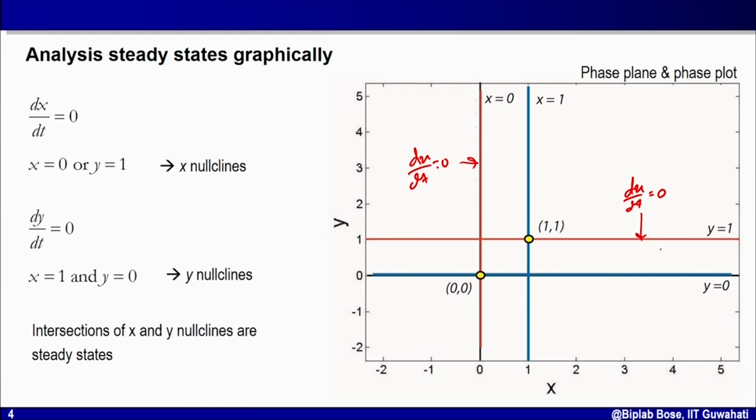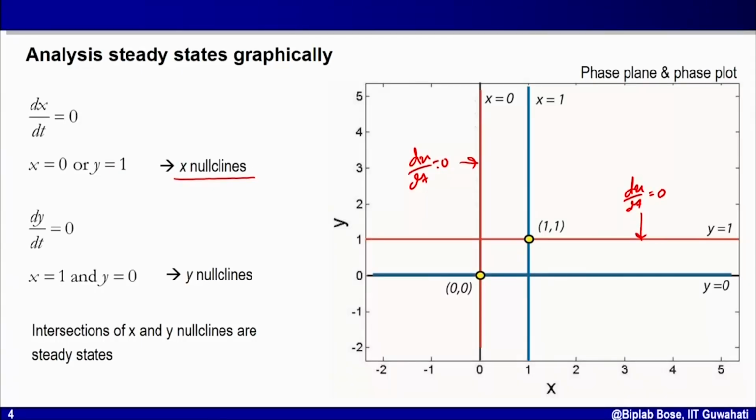So these two lines are called x null lines. Null means 0, clines means slope. So the slope of x along these lines is 0. That's why these are called x null lines.